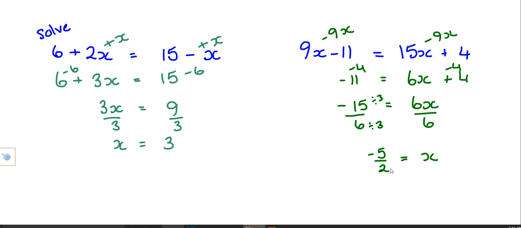Now by doing that, I've made it easy to do as a decimal as well. So x would be negative. Do you know what 5 divided by 2 is? 2.5. But this one, I would say leave it like that. We don't need to do the decimal. Make sense? Okay.